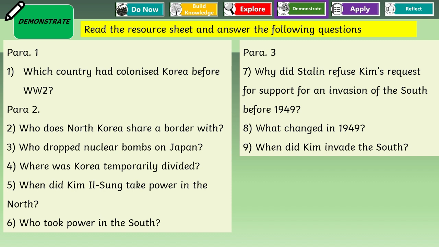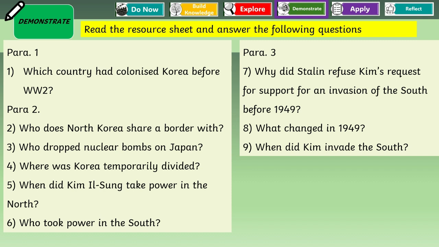So in paragraph 1, you're looking for which country had colonised Korea before World War II. In paragraph 2, we've got who does North Korea share a border with? I'm looking for 2 countries. I'm not looking for South Korea. I'm looking for North Korea, like an international country border. Question 3, who dropped nuclear bombs on Japan? Question 4, where was Korea temporarily divided? Question 5, when did Kim Il-sung take power in the North? So we're looking for a date there. Question 6, who took power in the South? So they're all in paragraph 2.